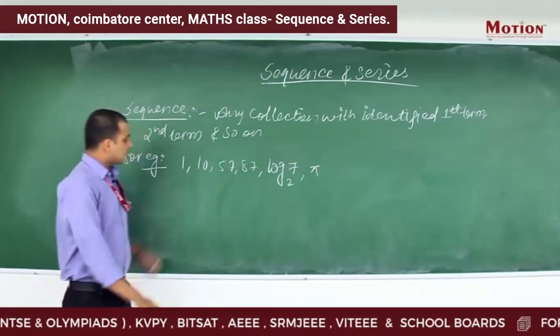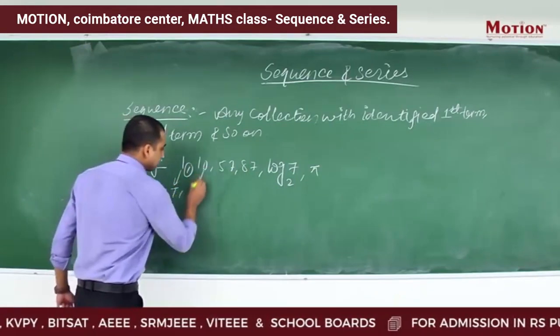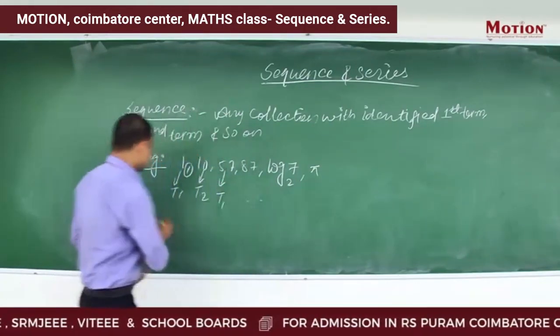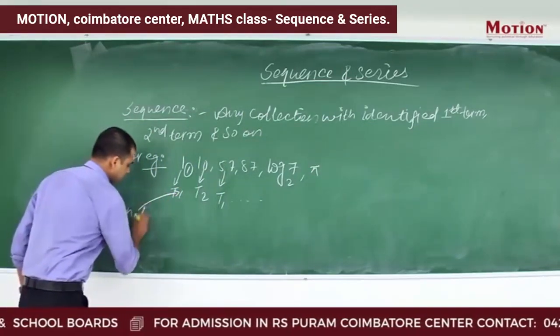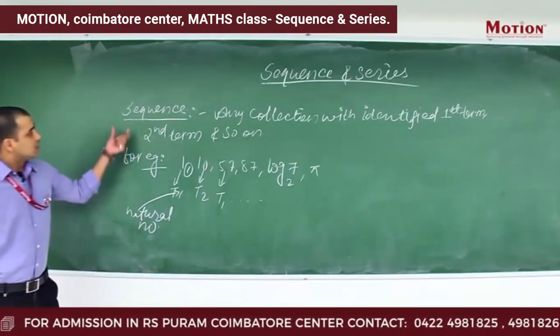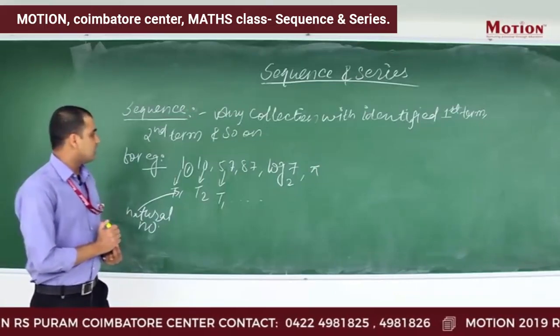Here we are differentiating by commas. This is our first term, this is our second term, this is our third term. In this way it is going. The lower subscript should always be a natural number. So this is about sequence: any collection with an identified first term, second term and so on.